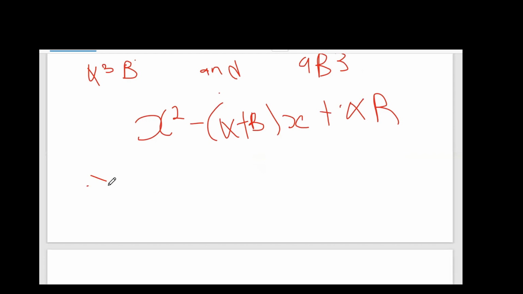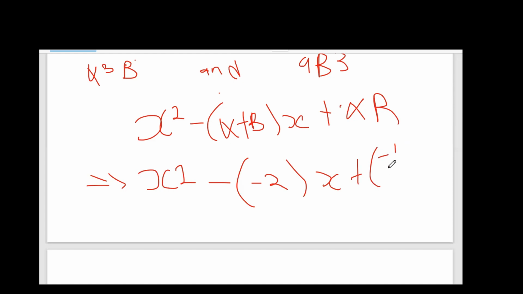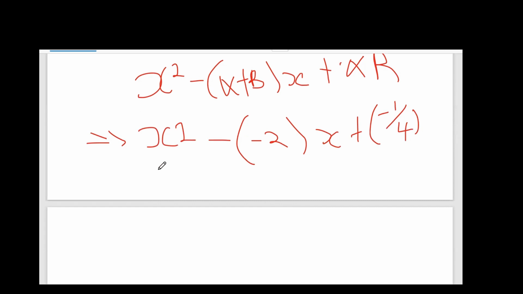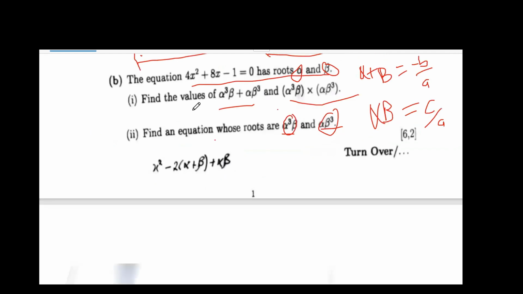So the new equation will be equal to x squared minus what is it? Alpha plus beta is just minus 2. Then you have your x, then plus what is my alpha beta? My alpha beta is -1 over 4. So we have something like this. Then you can simplify it. You say x squared plus, this will just become 2x, then minus 1 over 4. So you can see that this equation is the same as the equation that we are given.